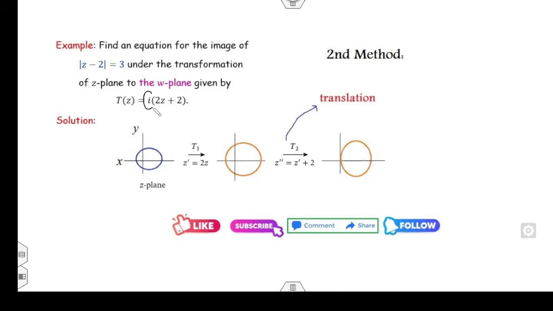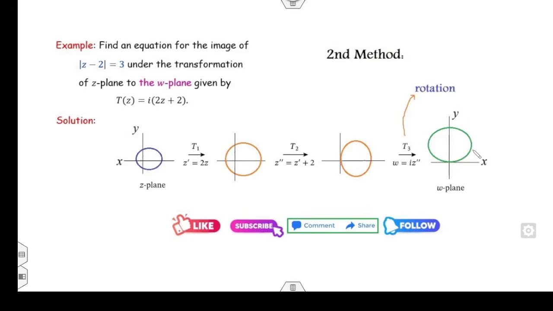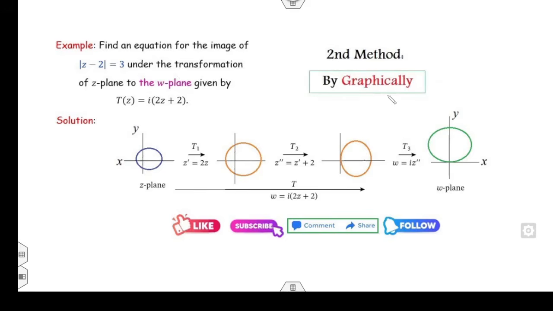And now you can multiply with i. And we know i is a rotation through pi by 2. That means you can rotate it by 90 degrees. If you are interested in solving this problem graphically, then you can solve it by this method.